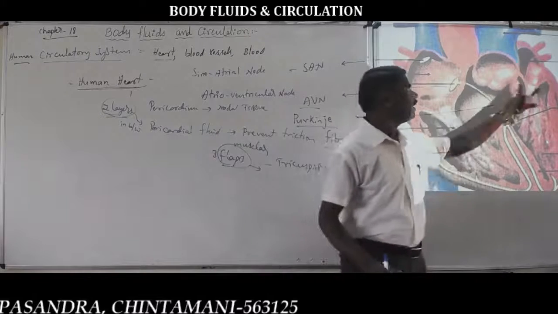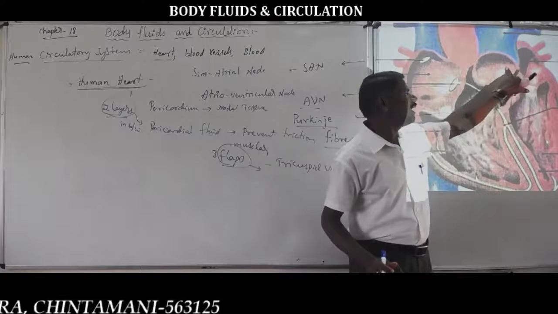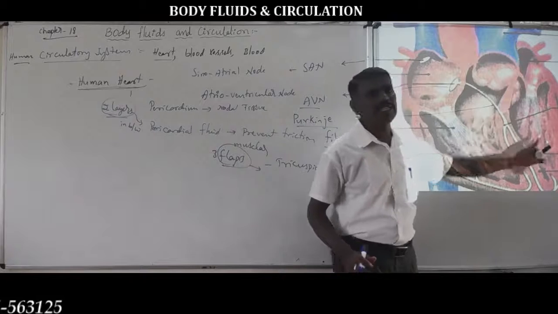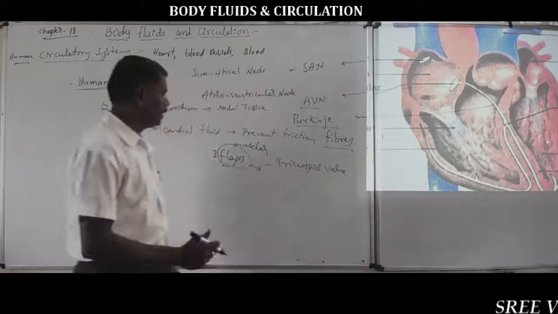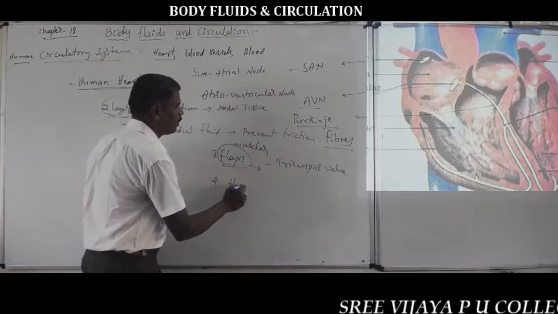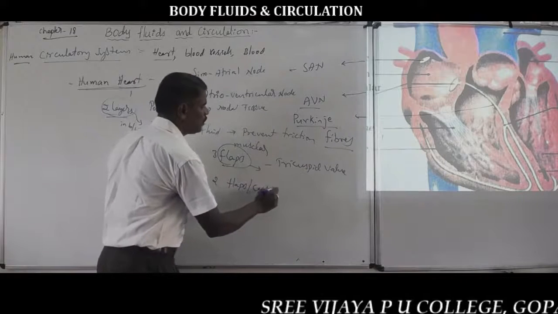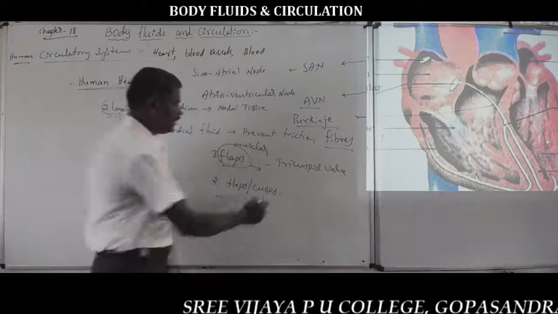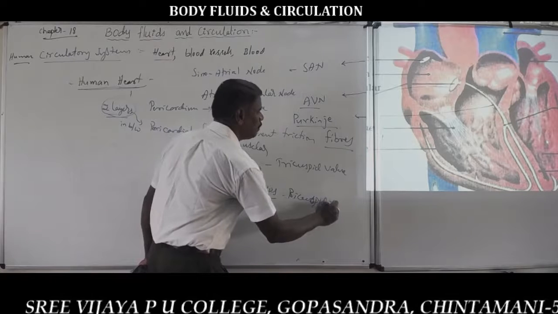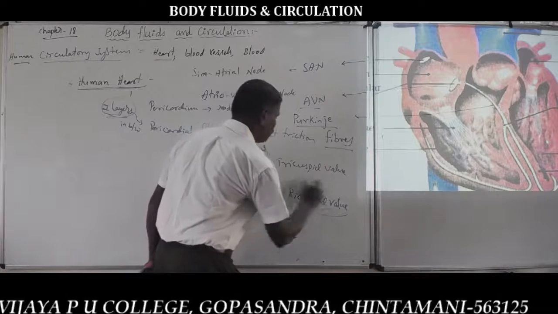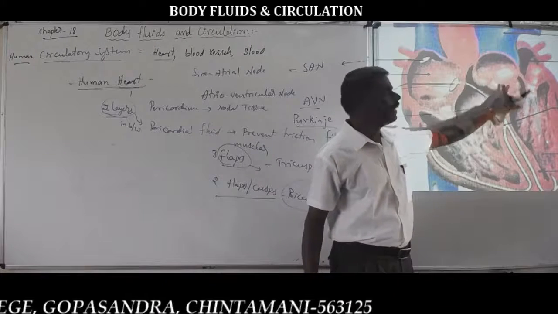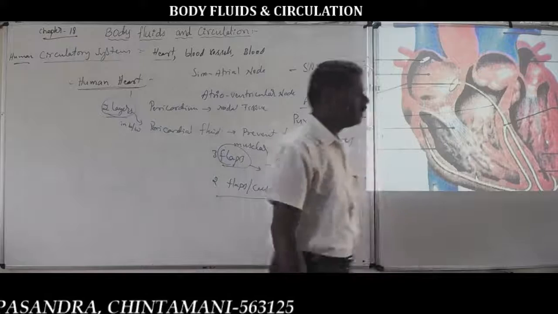On the left side, between the left atrium and left ventricle, there is also a pore. It is guarded by two muscular flaps, also called cusps. Hence it is the bicuspid valve. This bicuspid valve is present between the left atrium and left ventricle.